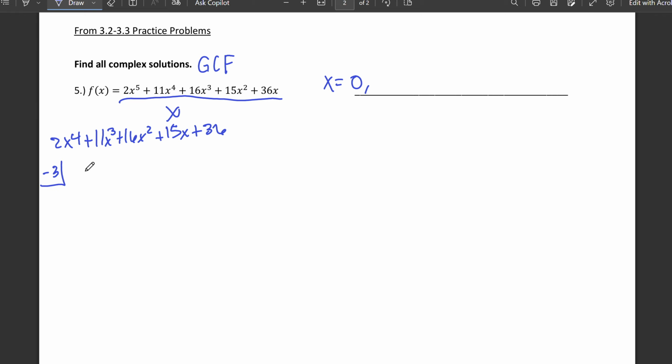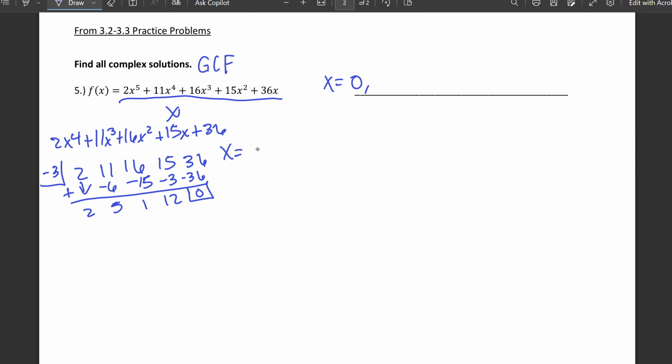The divisor I'm going to be trying here is -3, so I'm bringing everything else down as well. So we have 2, 11, 16, 15, and 36. Let me begin. We have 2, -6, that's 5, -15, that's 1, -3, that's 12, 30, -36. Now look at this. Because the remainder is 0, I know that it worked. So I know that -3 is a root, right? So we have x = -3 as the root.